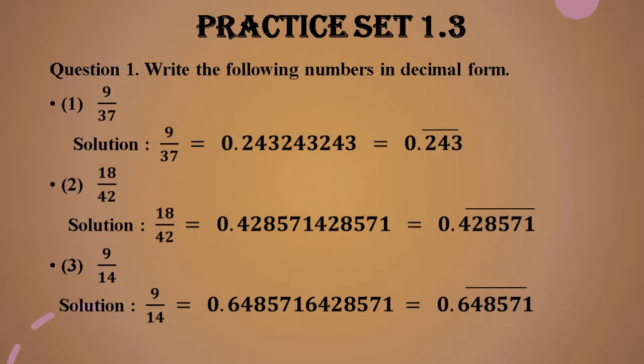Third example, 9 by 14. When we divide 9 by 14, we will get 0.642857. Again 642857. That means here 642857 is recurring again. Therefore it can be written as 0.642857 with a bar on it.